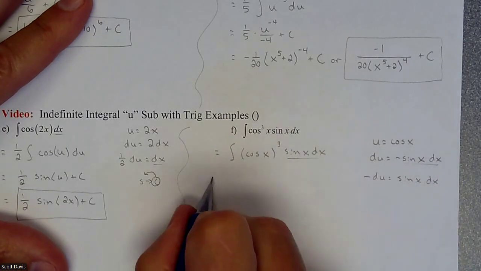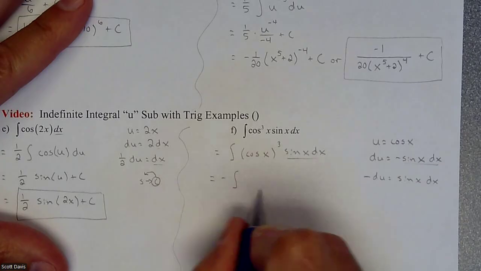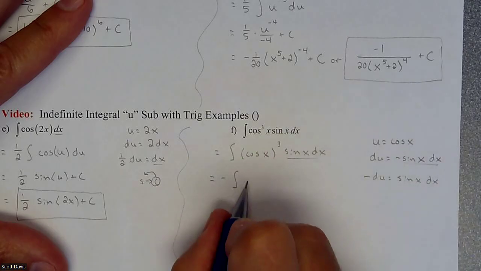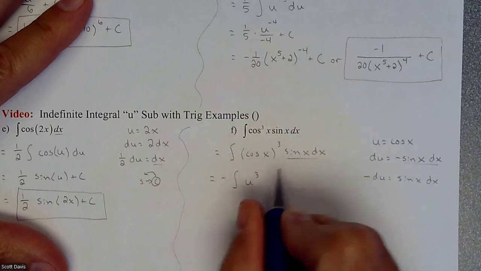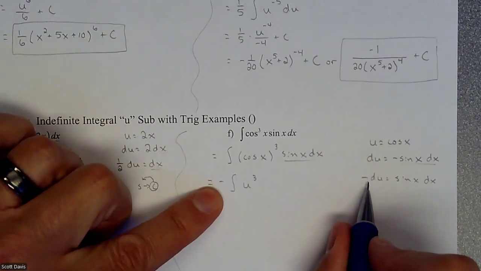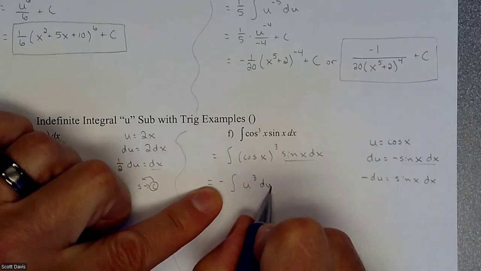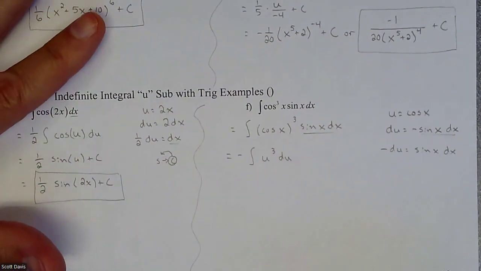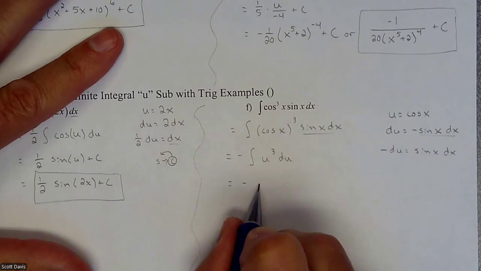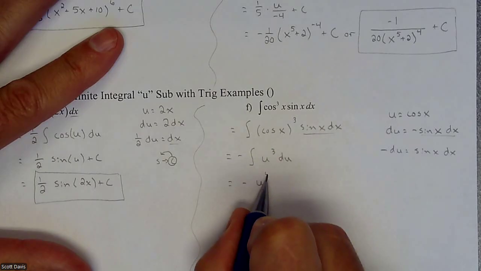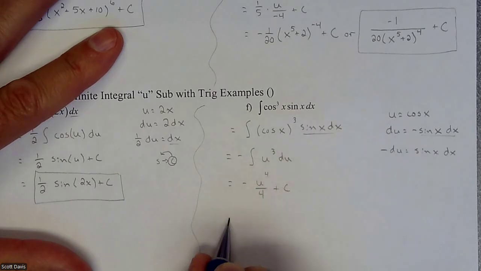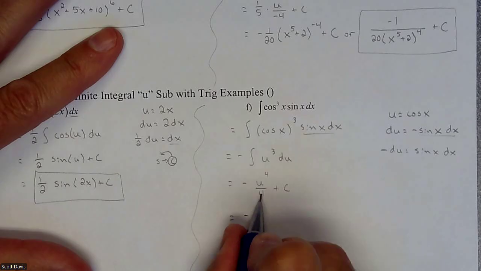I'll rewrite this by pulling a negative out of the whole thing, which is that negative right there. This is our inside, which we're going to rewrite as u to the third. Sine x dx is being replaced with the negative and then the du. And that's what we're doing our antiderivative of. So for the antiderivative, we'll keep the negative flowing through. For u, we'll add to our power, divide by our power, and then plus c. So our antiderivative is negative 1/4.